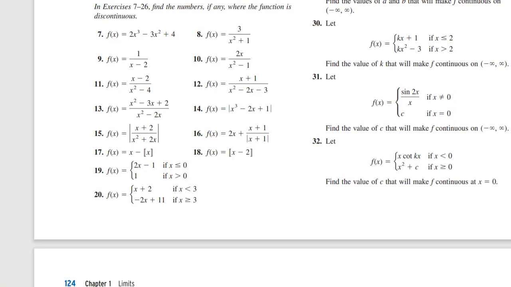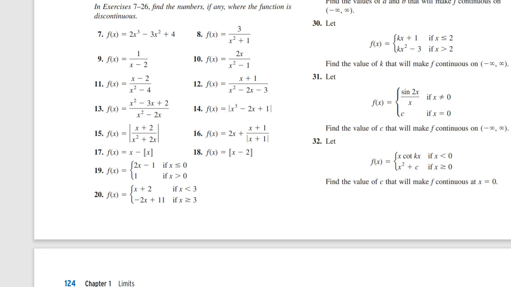Now in exercises number 7 through 26, the question reads, find the numbers, if any, where the function is discontinuous. Remember now, polynomial functions such as number 7 are continuous everywhere. Rational functions, these are numbers 9, 11, 13, 12, 10, 8, are continuous everywhere also, except places where the denominator is 0. So we're going to take a look at number 12 in a moment.